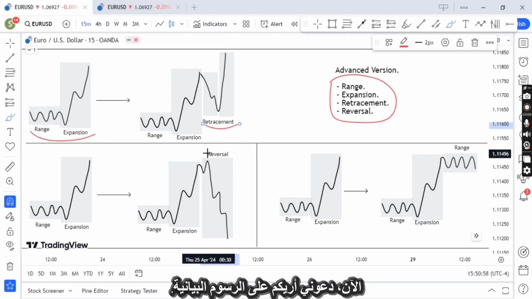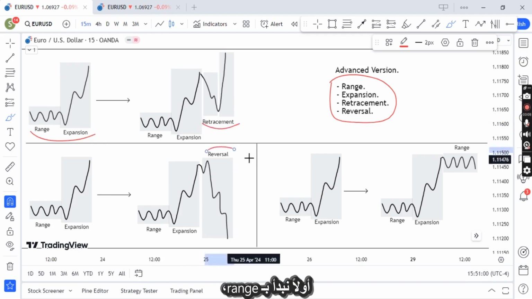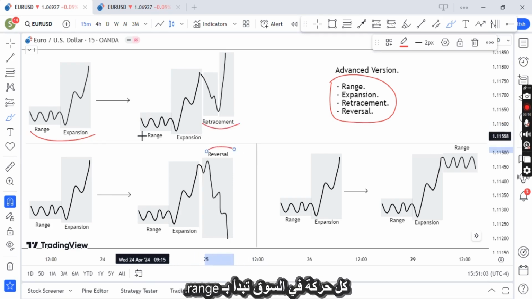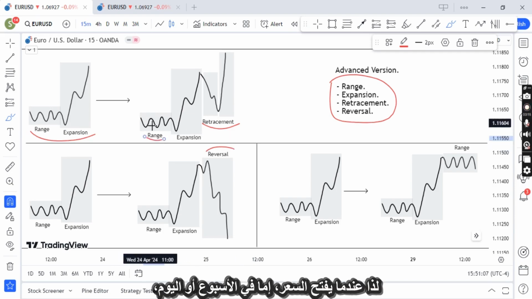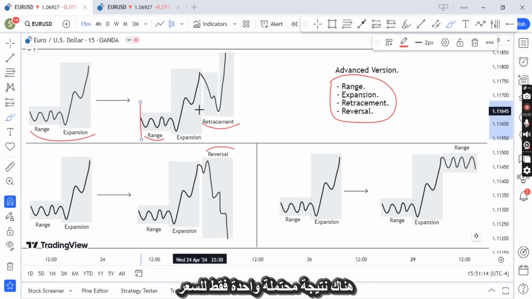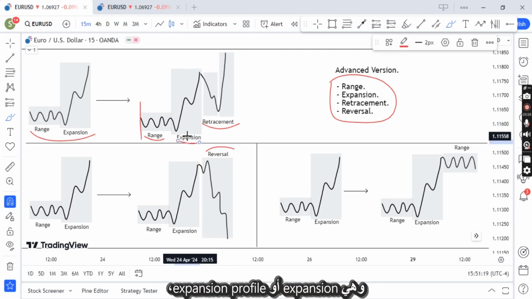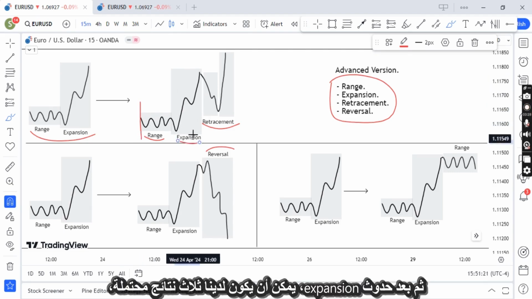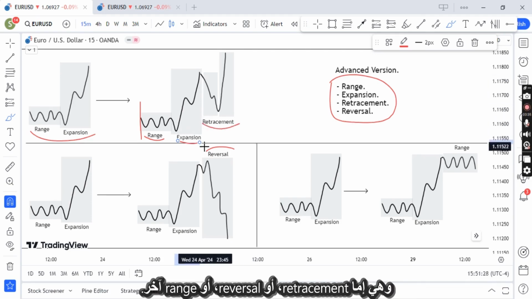Now, let me show you on the charts. So first we start with a range, right? Every single move in the market starts with a range. So when price opens either on the week or the day, we start with a range, and then after a range there is only one possible outcome for price, which is an expansion or an expansion profile, right? Then after an expansion has occurred, we can have three possible outcomes, which are either a retracement, reversal, or another range.